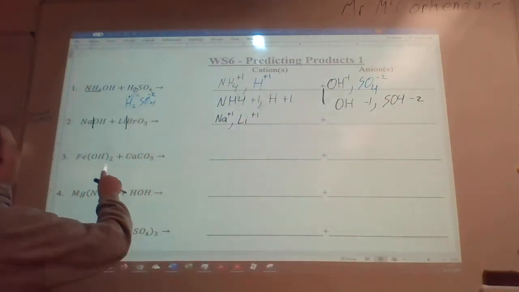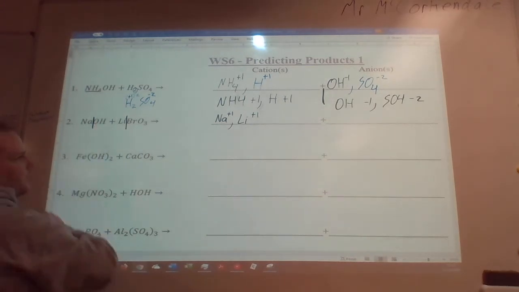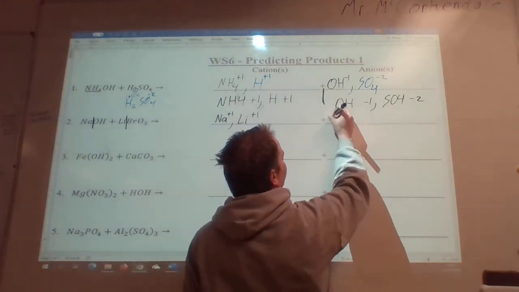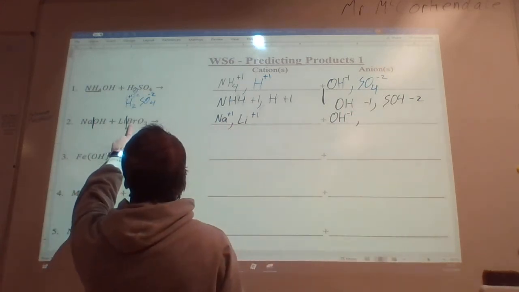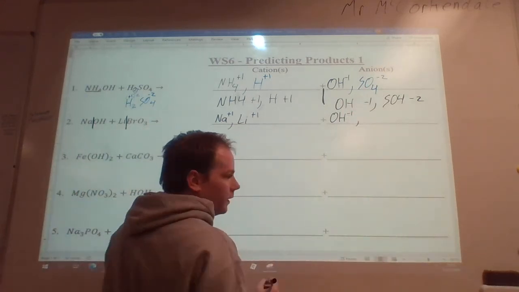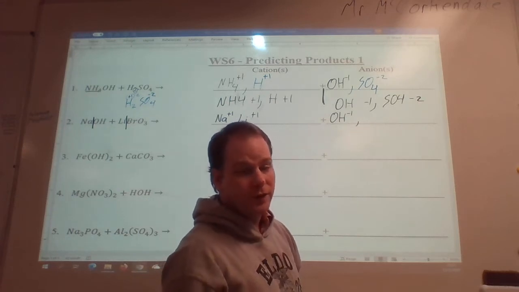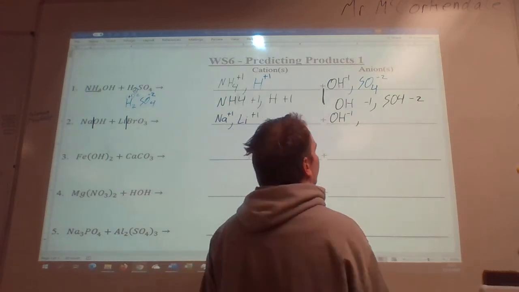So next are anions. We're going to have hydroxide again, so OH, negative 1. And then the second one is BrO3. Now that is bromate, which has a negative 1 charge.